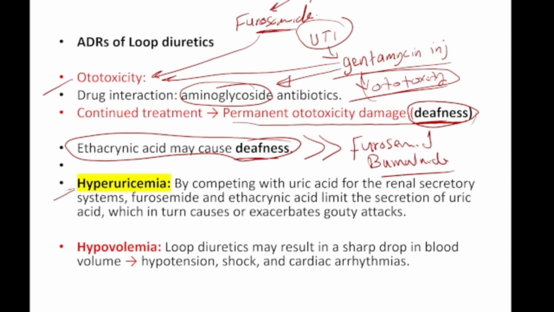Hyperuricemia. Hyperuricemia means increased level of uric acid in the blood. Furosemide and ethacrynic acid compete with uric acid on the renal secretory system, limit the secretion of uric acid, and cause exacerbation of gouty attacks.